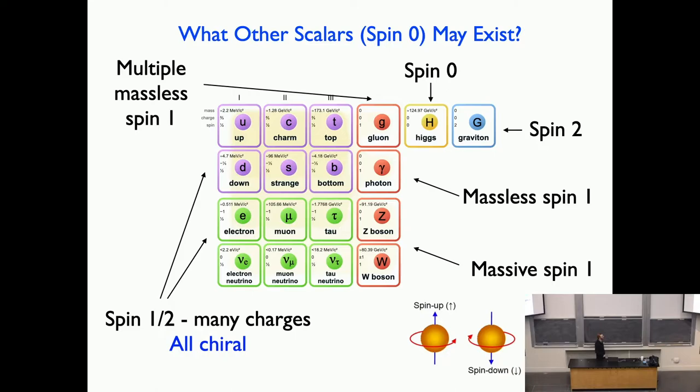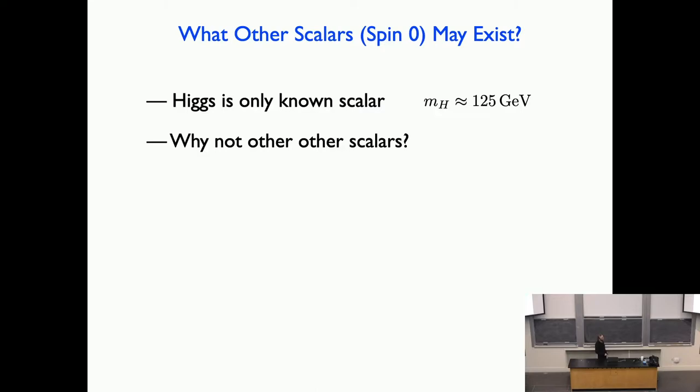But then there's a scalar, a spin zero particle, so-called scalars. And none of these arguments work for them. There's no obvious rationale why they should be light. There's no degree of freedom counting or chirality argument as to why they should be light. Well, we only know about one of them, and that's the Higgs. Its mass is 125 GeV. And why is it alone?